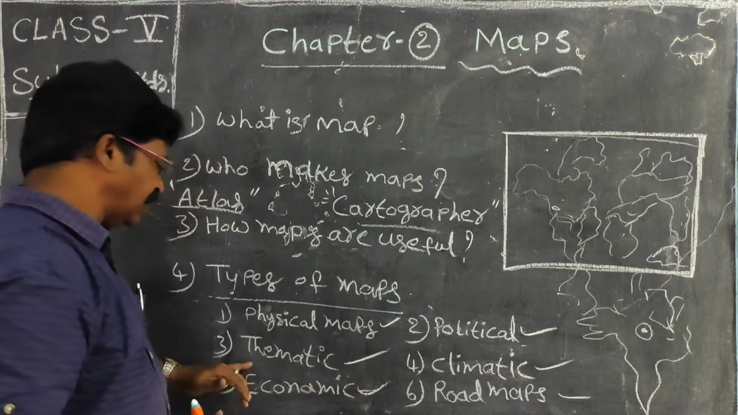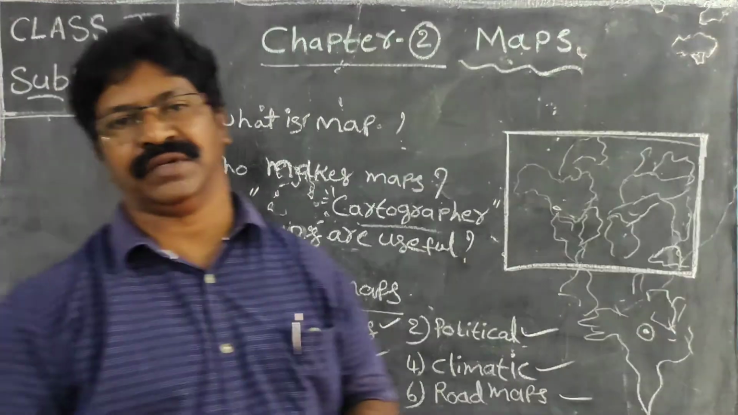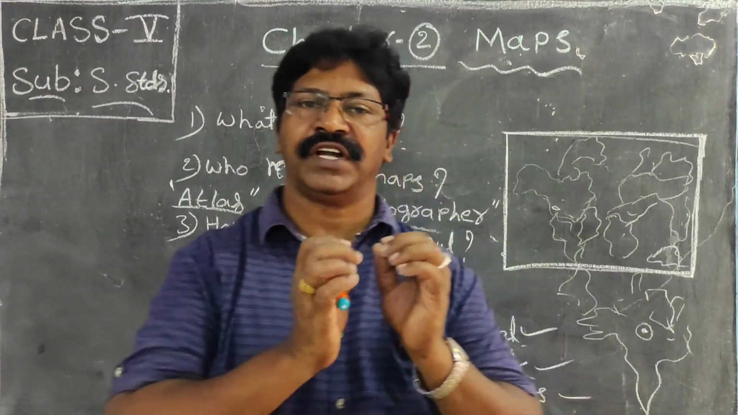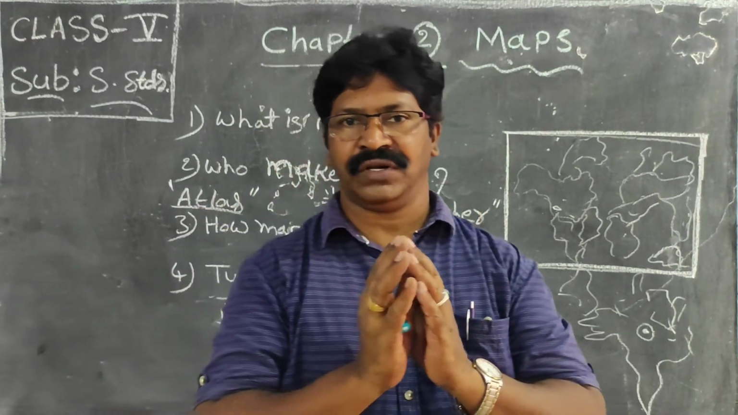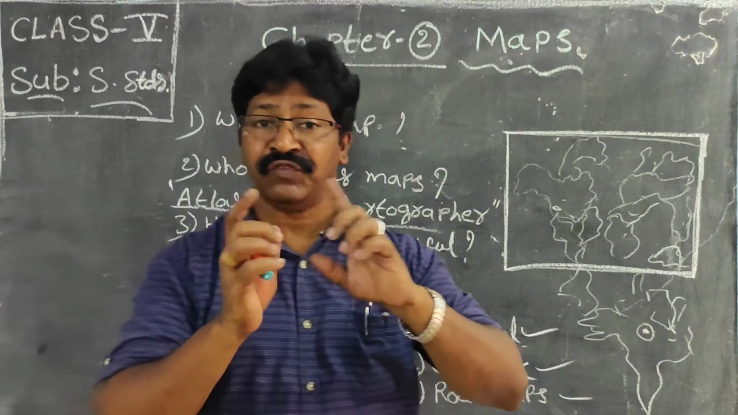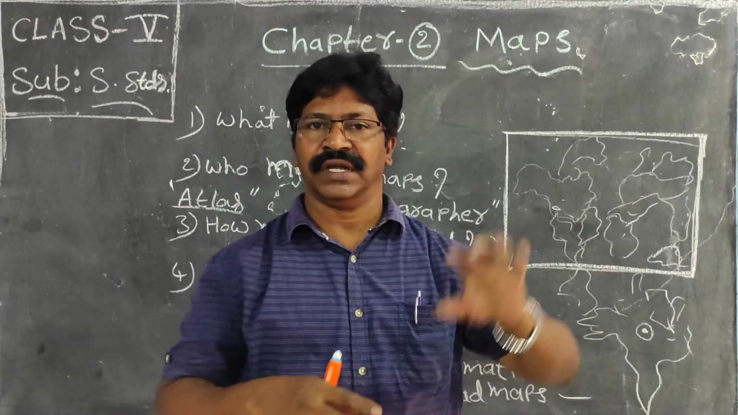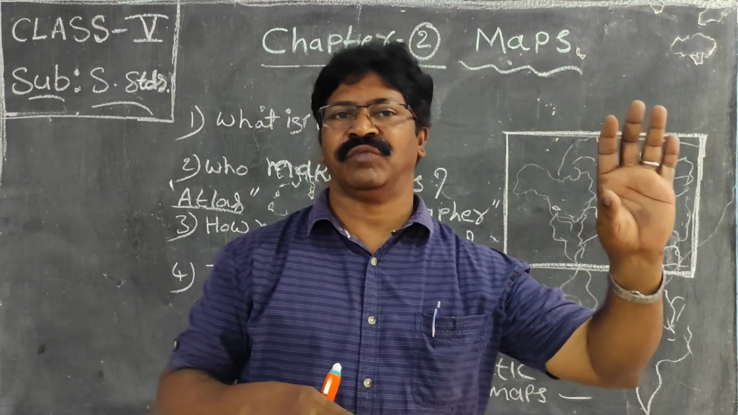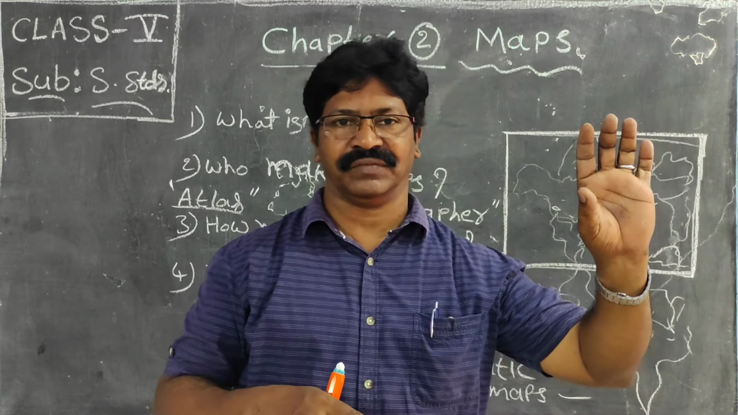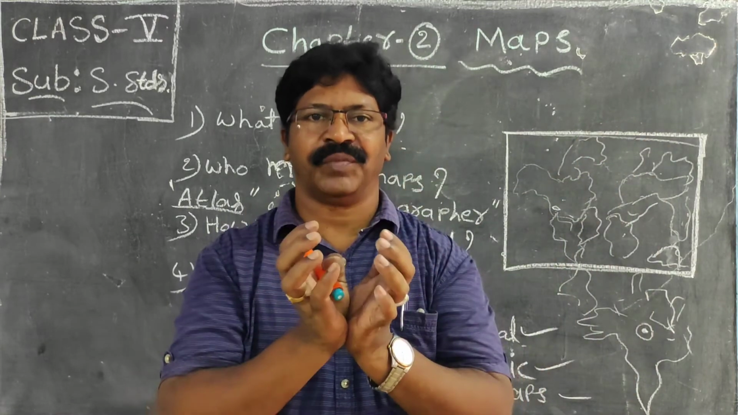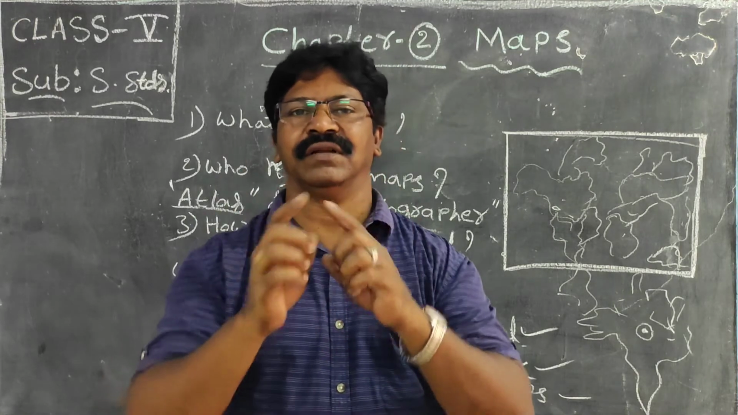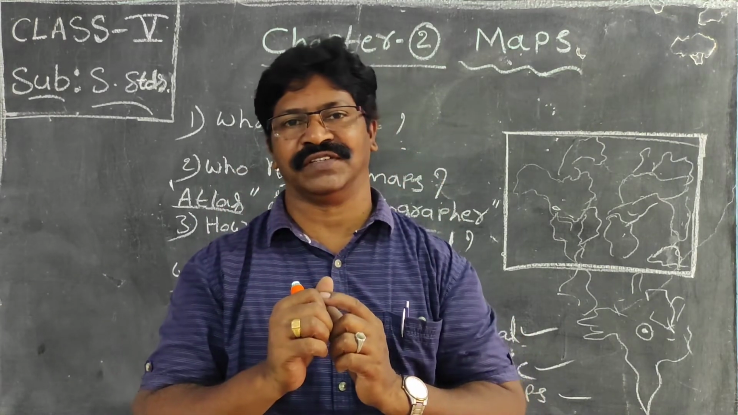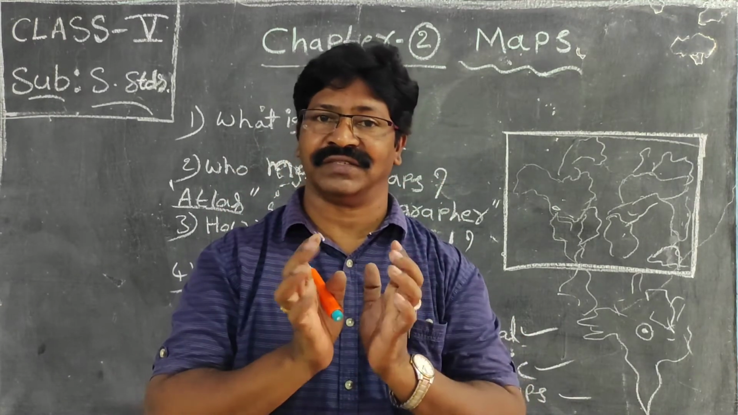And the third one is thematic maps. Thematic means it will tell about a particular theme. For example, what amount of rainfall is received in the world and in which area. In the same way, in a particular country also, in India this year, what amount of rainfall is received in India. So like this, one theme.